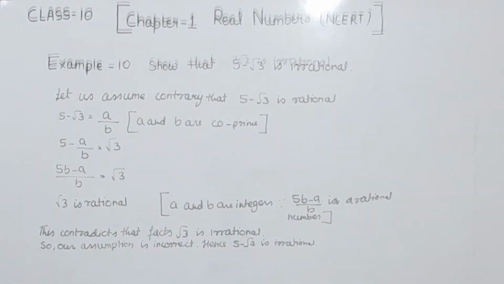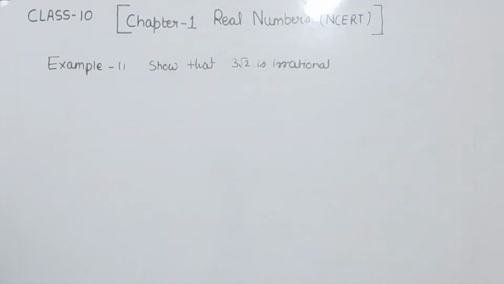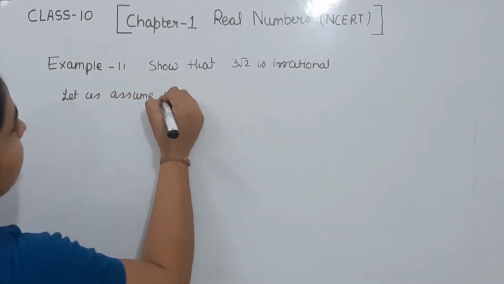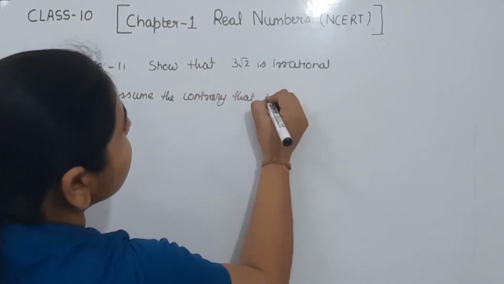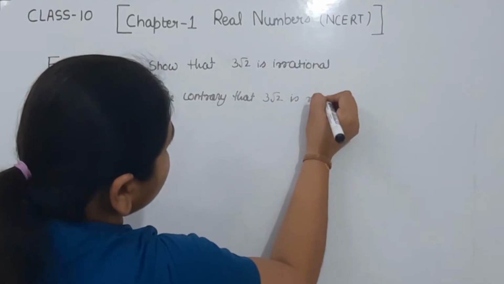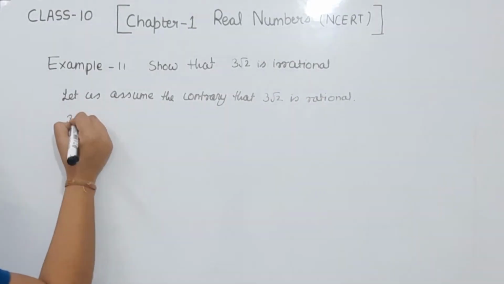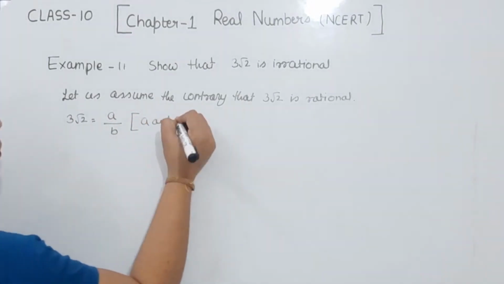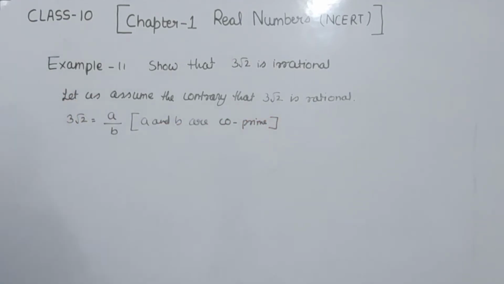Now comes the next one. The next one is example number 11, in which we show that 3 root 2 is irrational. So let us assume the contrary, that 3 root 2 is rational. We will assume the opposite of what we have been given. Now, being rational, 3 root 2 equals a by b, where a and b are co-prime numbers, that means they have only 1 as a common factor.